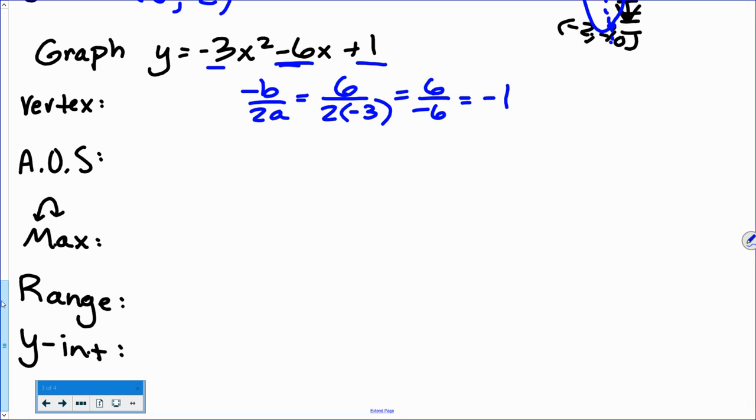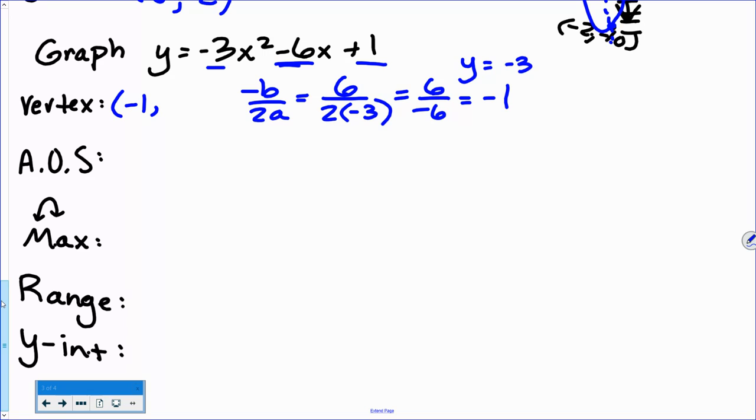It is possible to get some decimals or fractions there if it doesn't work out nicely. Just check Math Excel and see if it's telling you whether to put it as a fraction or a decimal. All right, but that can happen. It's not all going to be perfect each time. But that is the x coordinate of your vertex. We still need the y coordinate. So we'll take that and plug it in.